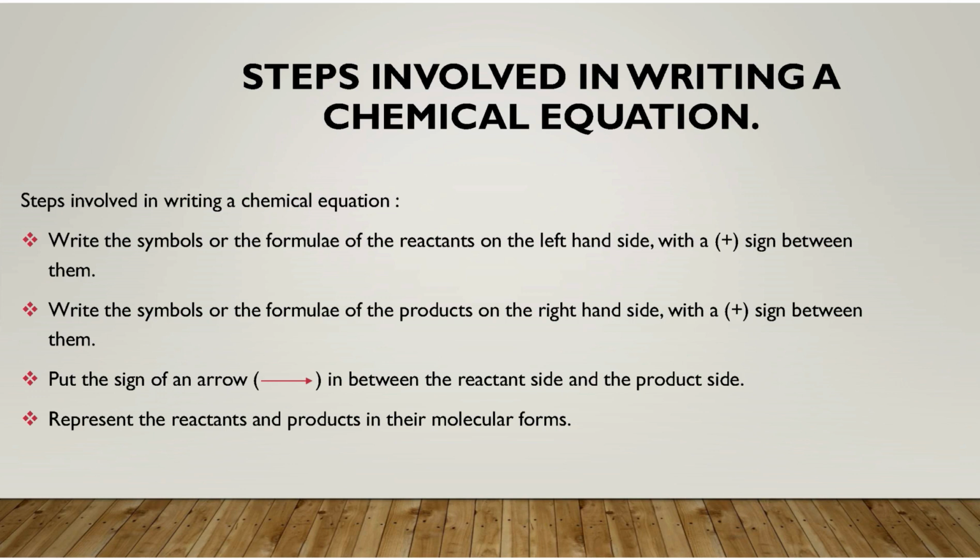And the second step is we write the products on the right hand side. Similarly, we write the symbols or formulas of the products on the right hand side, and we put a plus sign between the products, and we put an arrow between the reactant side and the product side. Between reactants and products there is always an arrow, and we represent the reactants and products in their molecular forms. So this is the last step.